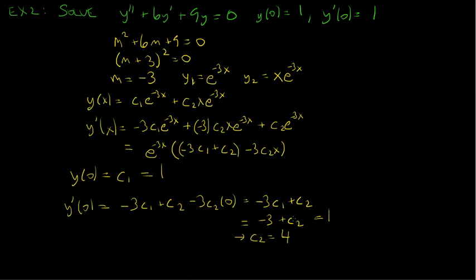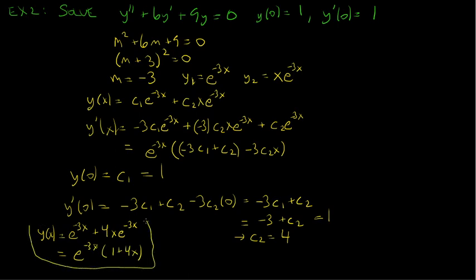Okay, so that should give us our final answer. y of x is just going to be c1, which is 1, so e to the -3x, plus 4 times x times e to the -3x. Or if you prefer, you can factor out the e to the -3x and write it as 1 plus 4x times e to the -3x. Either way is fine.